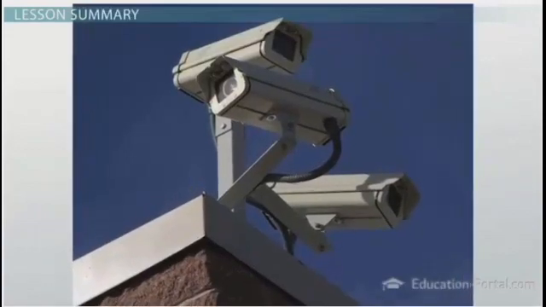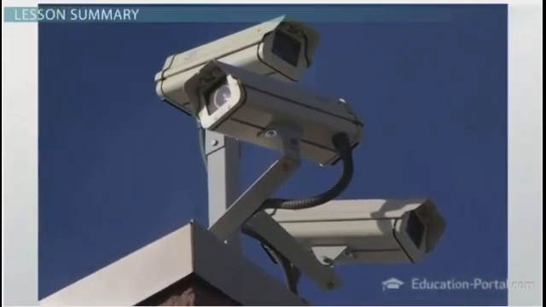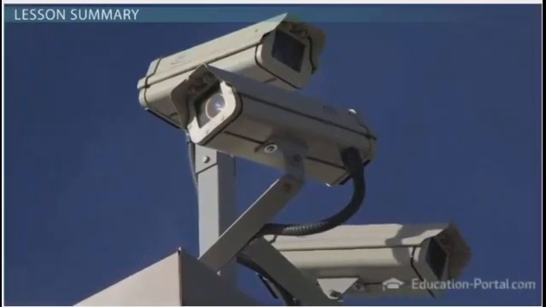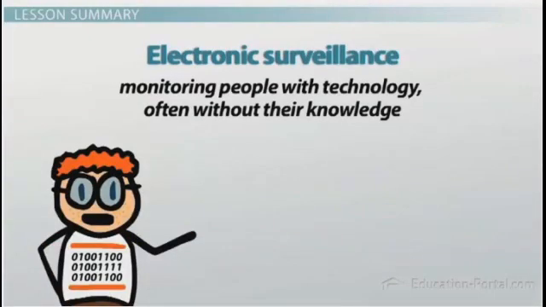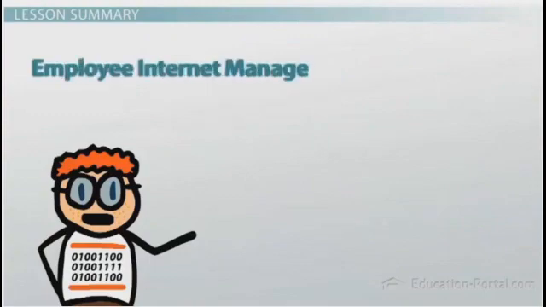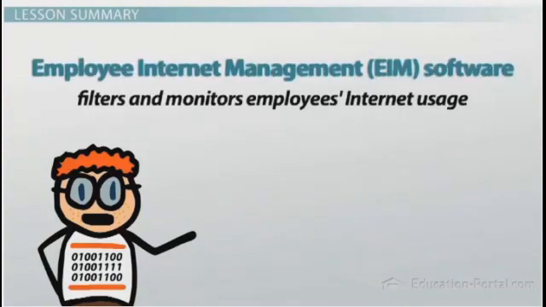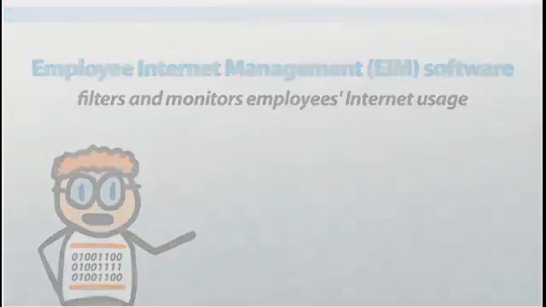With more sophisticated surveillance equipment, people can be monitored with or without their knowledge by law enforcement or even their employer. Electronic surveillance involves monitoring people with technology, often without their knowledge. Employees' email, voicemail, and web surfing habits may be monitored. There's a category of tools called Employee Internet Management, or EIM software, that filters and monitors employees' internet usage.